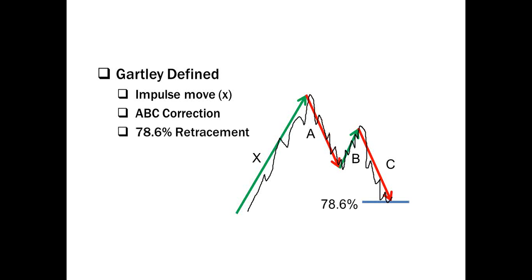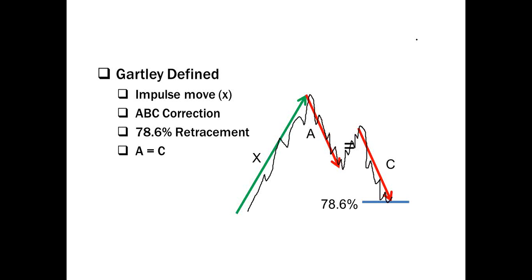Now the formation itself, which is the impulse with the ABC correction, the key to a Gartley pattern, what makes it so subjective, is as this ABC correction is hitting what we call the 78.6% Fibonacci retracement level, what you also need is you need the A and the C correction to be equal to one another. The subjectivity of what makes A and C equal is what makes it a Gartley pattern. The impulse move, ABC correction, where A and C are equal.